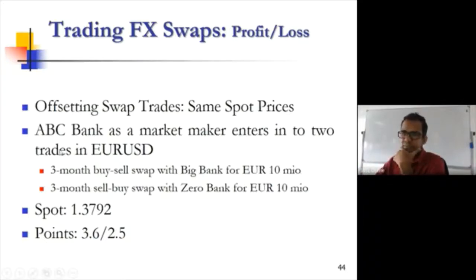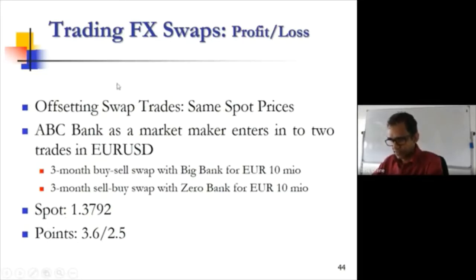Meantime, ABC Bank enters into another transaction for the same period, 3 months, with a bank called Zero Bank for the same euro amount, but on the opposite side of the previous trade. The previous trade was a buy-sell transaction with Big Bank. Now with Zero Bank, the transaction is a sell-buy. So the cash flows will be set off in both legs. Assume the spot rate is 1.3792 and the swap points are 3.6 and 2.5.